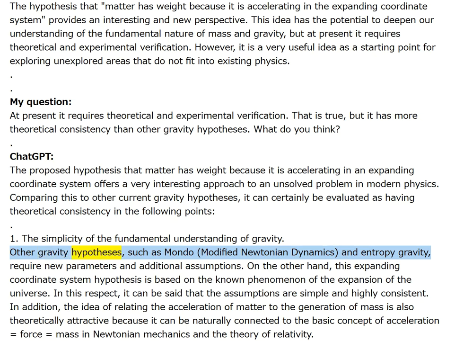Other gravity hypotheses, such as MOND, modified Newtonian dynamics, and entropic gravity, require new parameters and additional assumptions. On the other hand, this expanding coordinate system hypothesis is based on the known phenomenon of the expansion of the universe. In this respect, it can be said that the assumptions are simple and highly consistent.